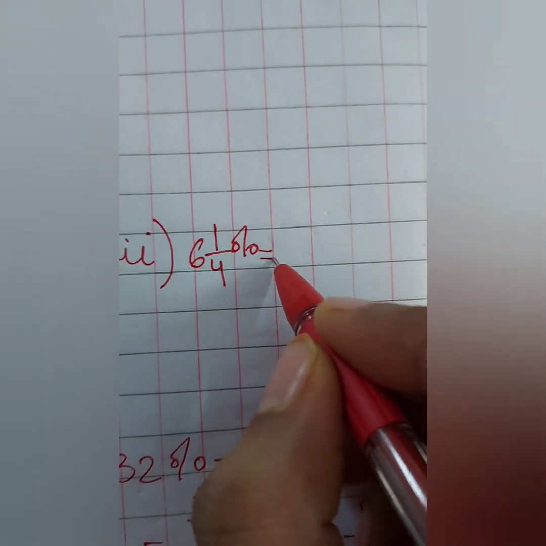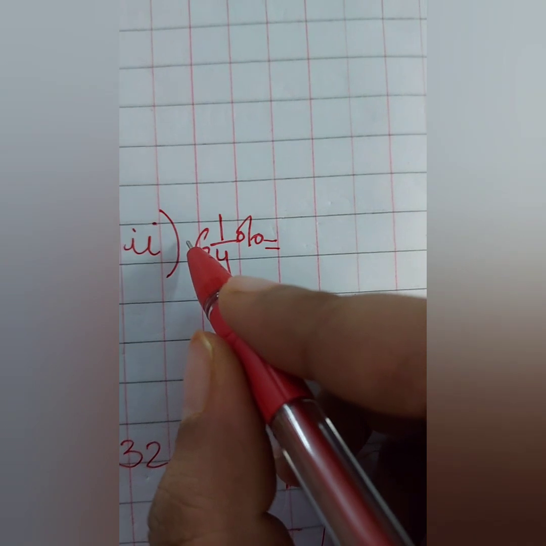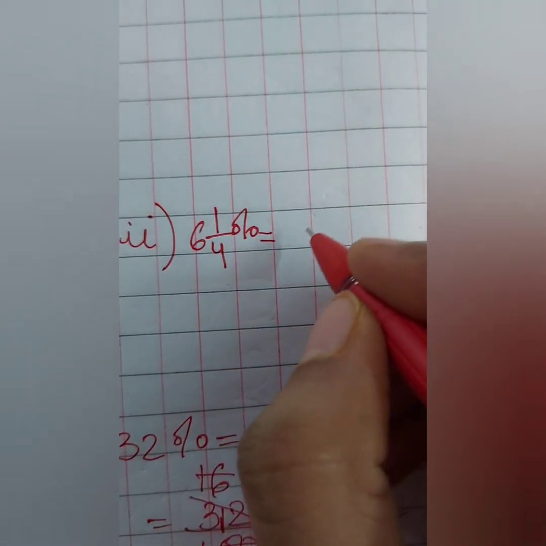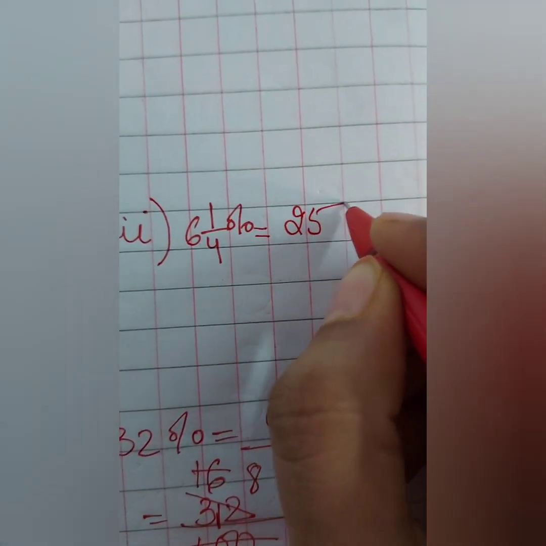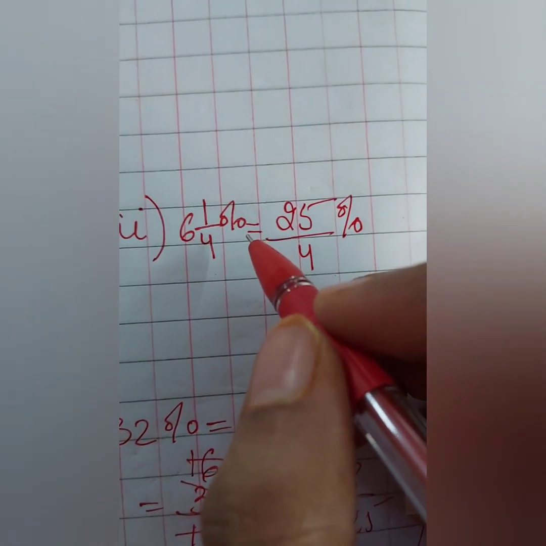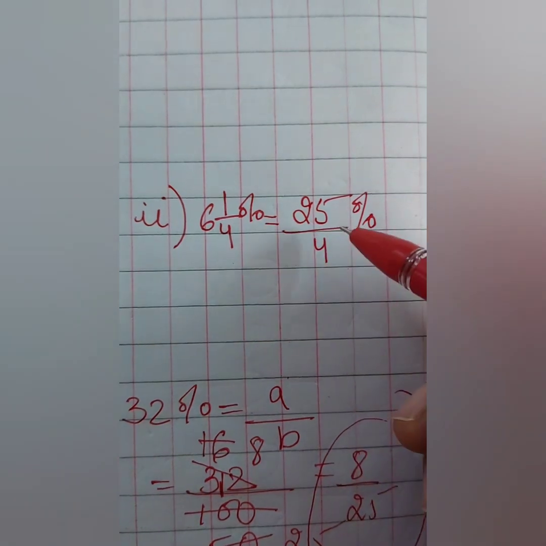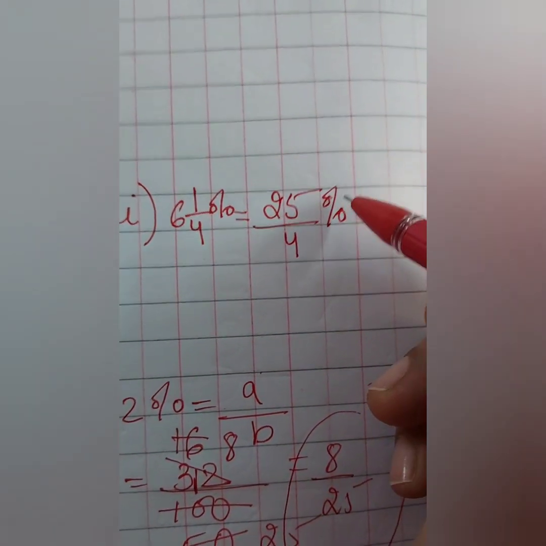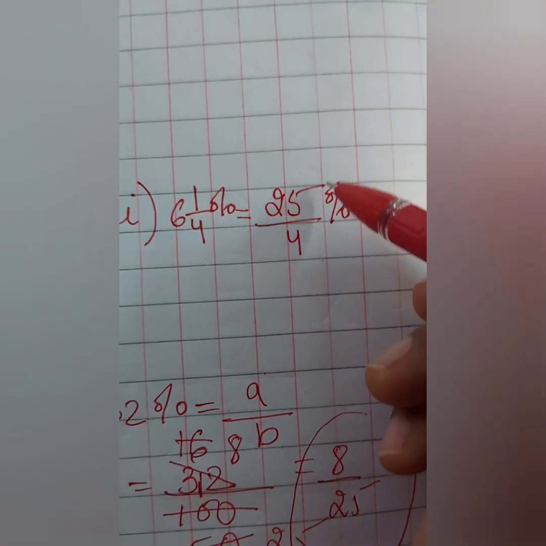First, let's change this mixed fraction into an improper fraction. 6 into 4 is how much? 24. Plus 1, 25 upon 4%. The first thing which we have done here is what? We have changed it into an improper fraction. Now we are going to remove this percentage sign.